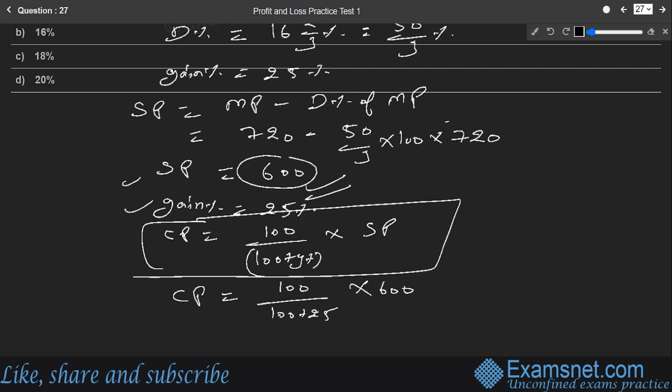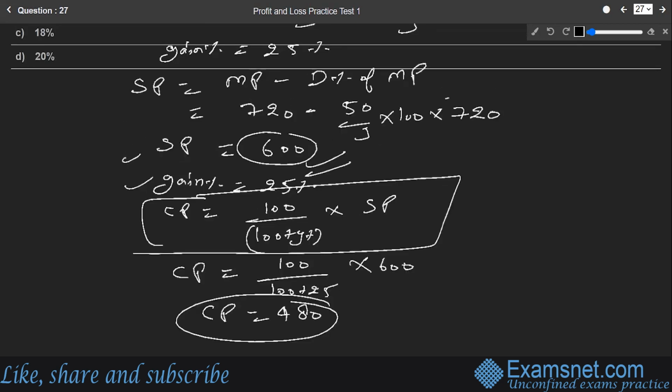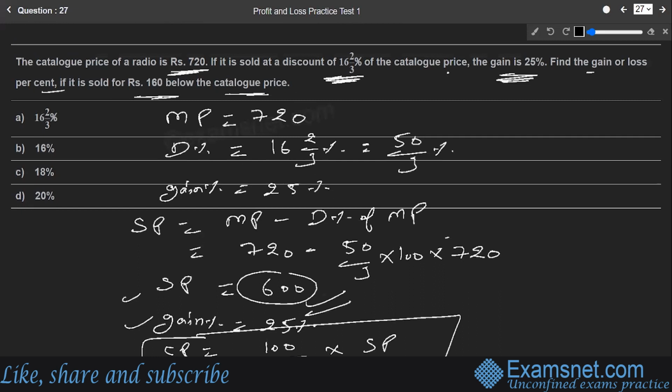The profit of 16% has happened, as they say. So how much is the cost price coming? The cost price coming from this is 480 rupees. Okay, 480 is the cost price. Now they have added one more thing to it. They say find the gain or loss percent if it is sold for rupees 160 below the catalog price.